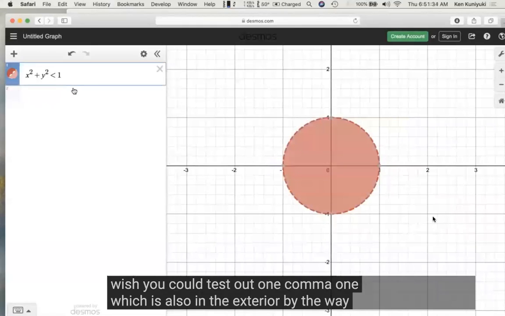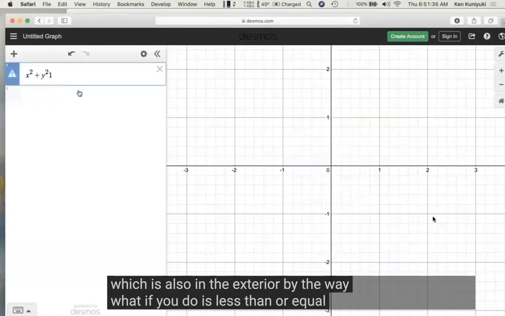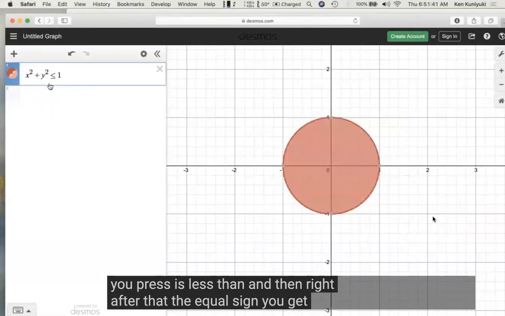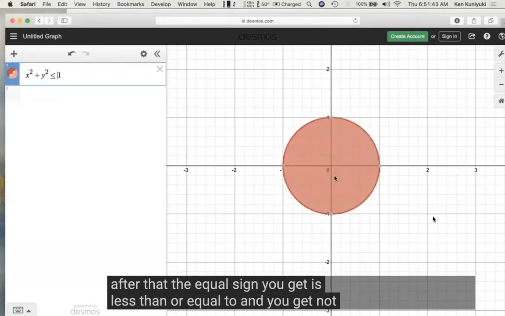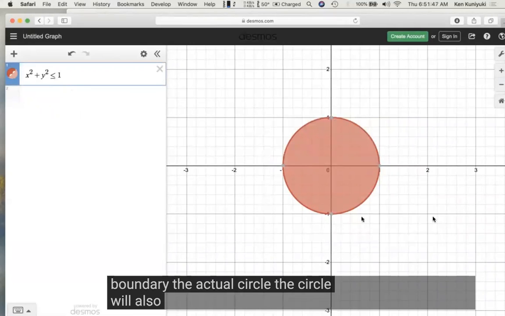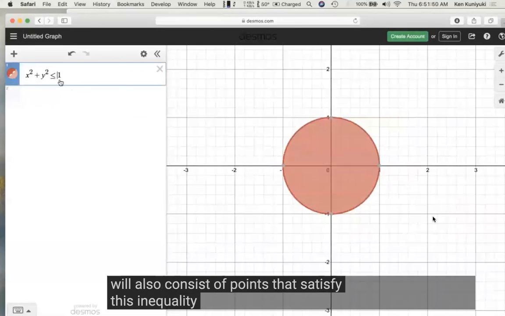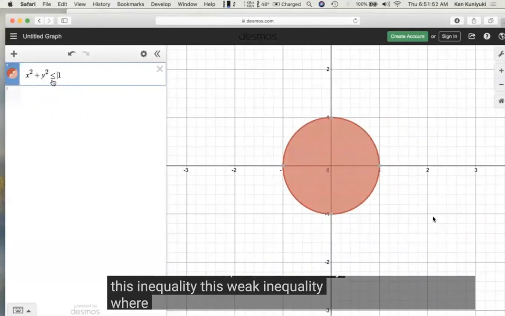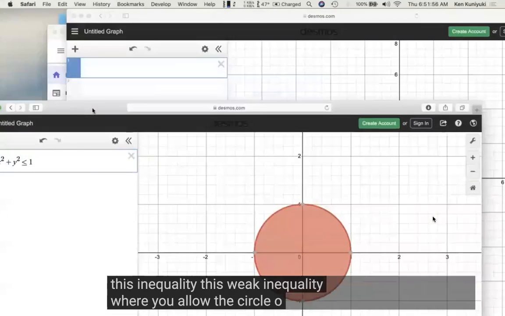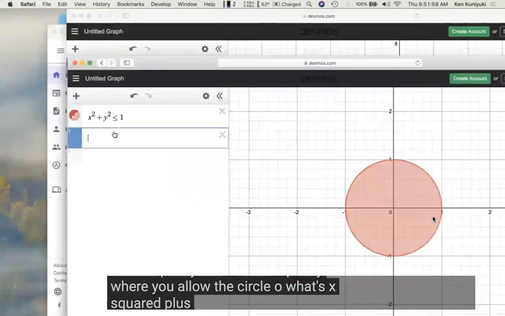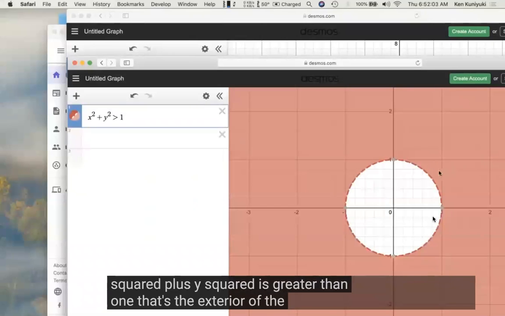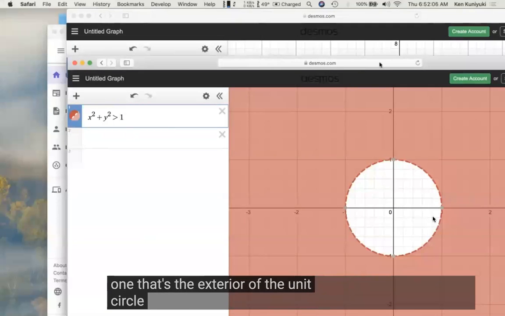By the way, what if you do is less than or equal to? You press is less than, and then right after that, the equal sign, and you get is less than or equal to. You get not just the interior, but the actual boundary, the actual circle. The circle will also consist of points that satisfy this weak inequality, where you allow the circle. What about x squared plus y squared is greater than 1? That's the exterior of the unit circle.